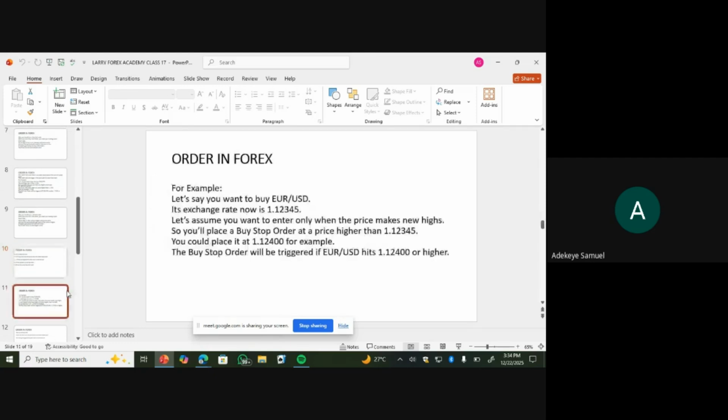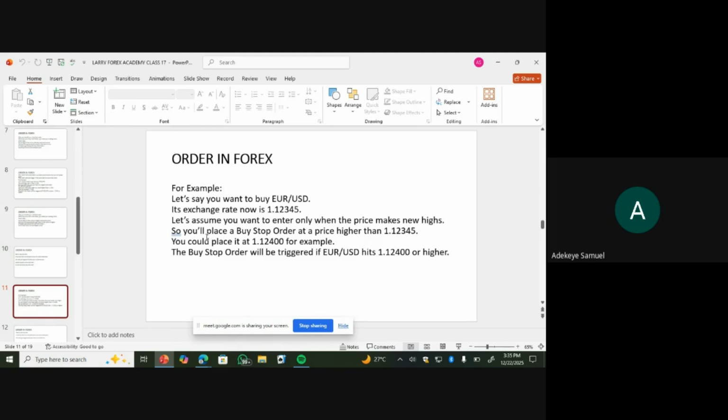Okay. For example, let's say you want to buy EURUSD. Its exchange rate is now 1.1234, right? So let's assume you want to enter only when the price makes new highs. So you will place a buy stop order at a higher price than 1.12345. So you could place it at 1.1240, for example.